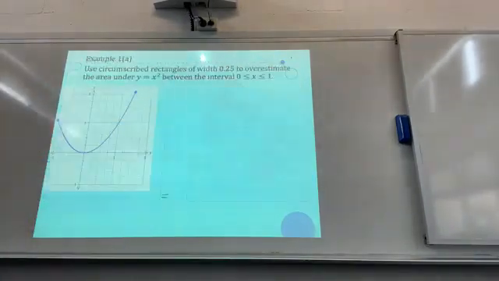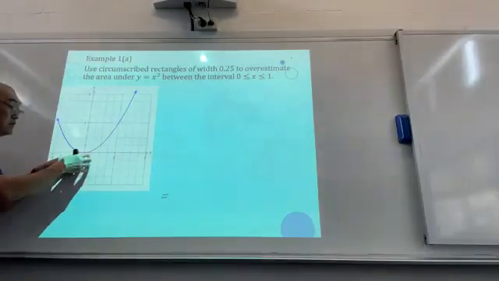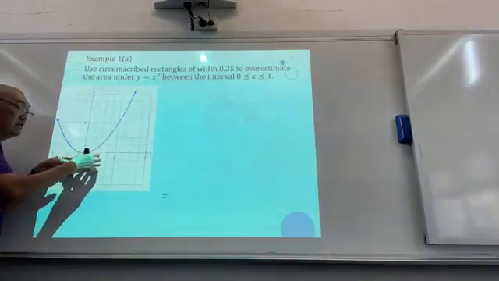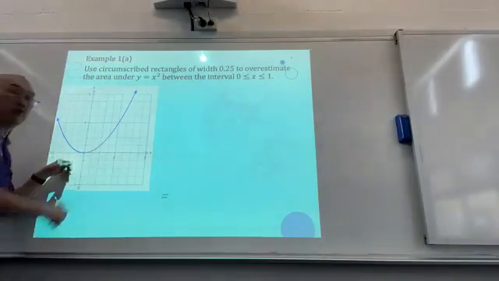All right? Now, let's think about this. How are we going to do this? Here, I've given you the idea of actually using a rectangle of width 0.25. All right? And you've got on your handout I've marked very clearly from 0 to 0.25, 0 to 0.5, and 0.75.